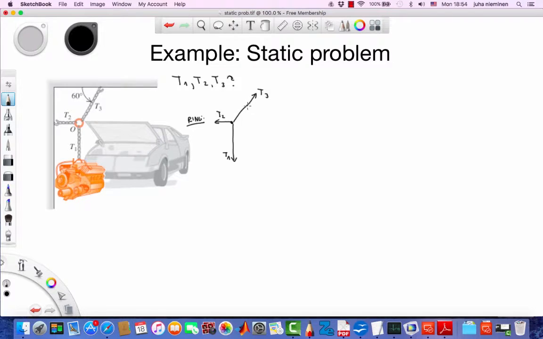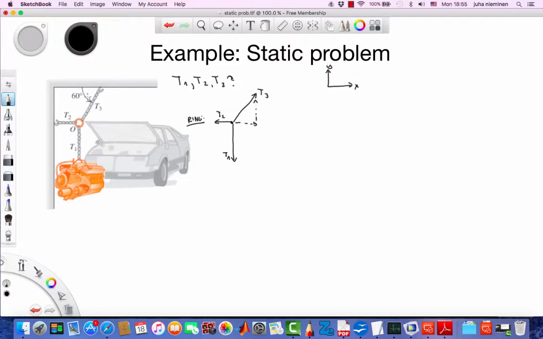And usually in these kind of problems, we define coordinate axes. So let's put x positive that way and y positive that way. And we have to divide our forces that are not aligned with these axes into the respective components. So here we have the horizontal component of T3 and here the vertical component.